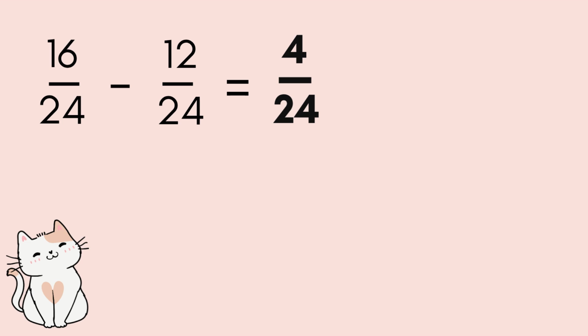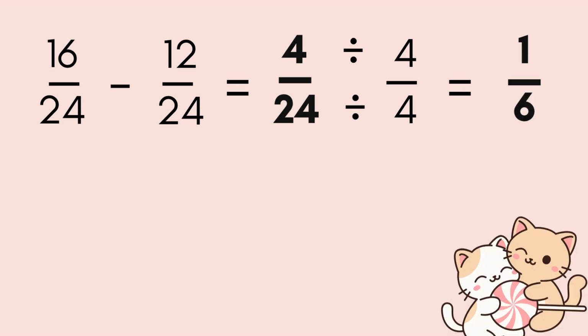But we're not done yet. We need to simplify. Both 4 and 24 can be divided by 4. 4 divided by 4 is 1, and 24 divided by 4 is 6. So the simplest form is 1 over 6.